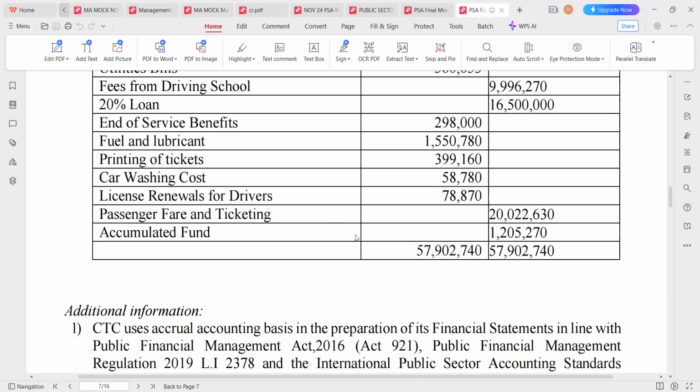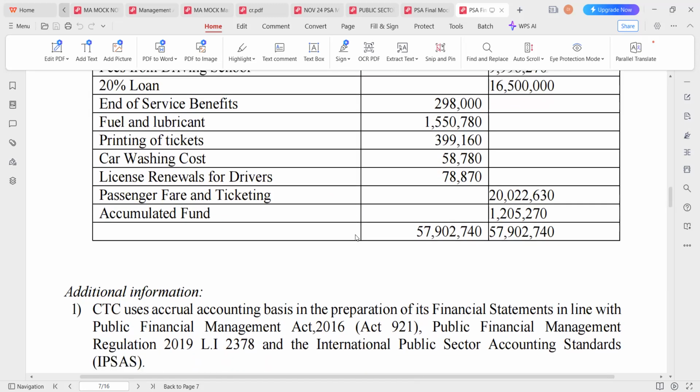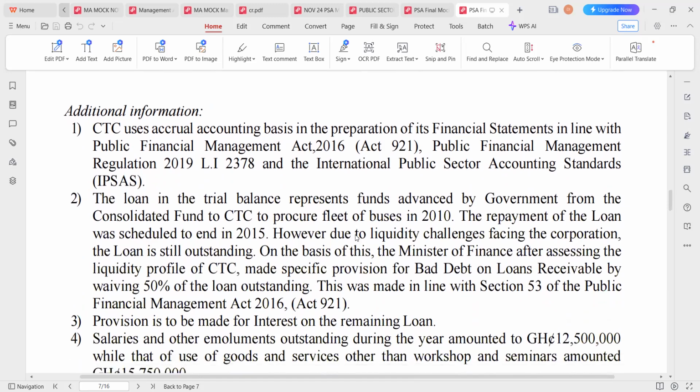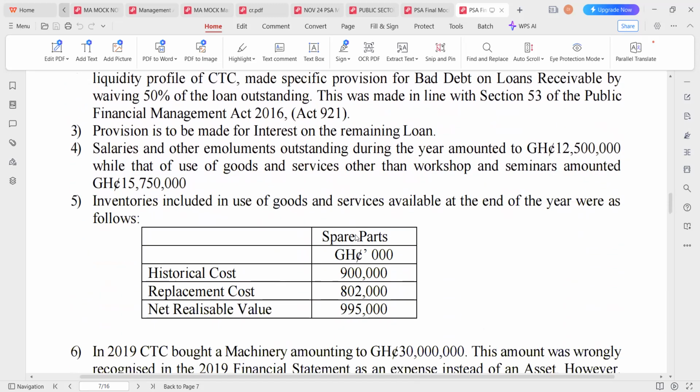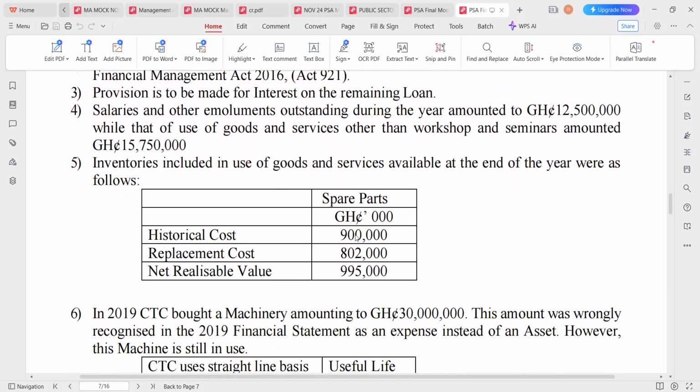Try as much as possible to understand this question soon. Look at it. It says inventories held for use in the provision of goods and services. At the end of the period, spare parts, historical cost, replacement cost, and now which one do you choose? Replacement cost. Why? Because the goods are not going to be sold. They are going to be used by the entity.